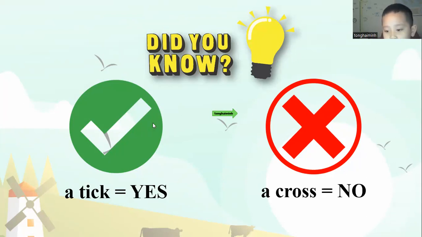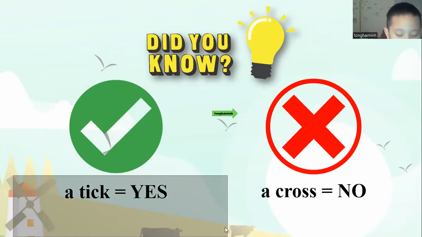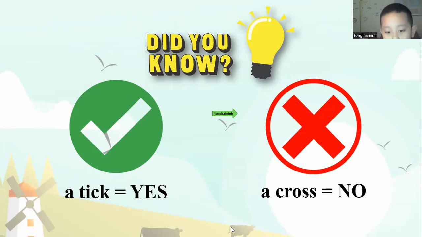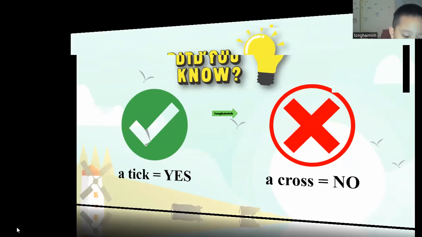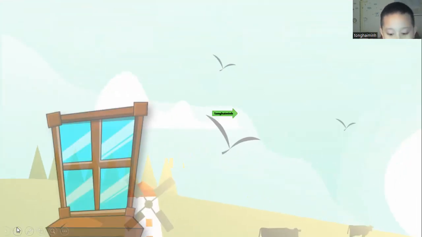So now, Min, what does it mean when we say tick? This means yes. Okay, what about a cross? What is the meaning of cross? Very good. Can you please say a tick means yes and a cross means no? Yes. No. A cross means no. Very good.